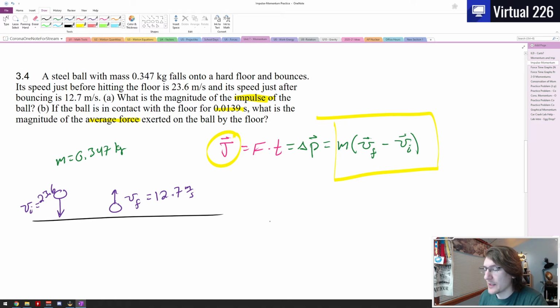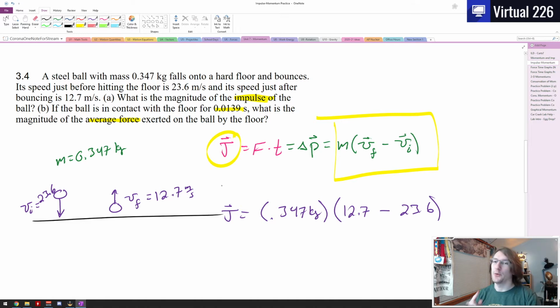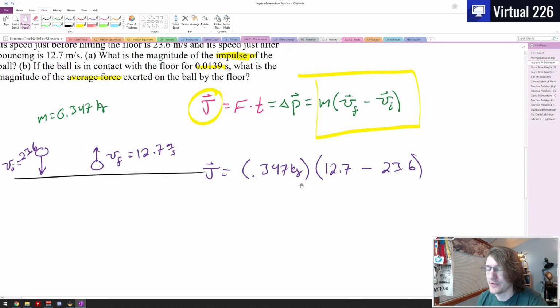So going through this here, the mass is 0.347 kilograms. The final velocity is 12.7, and the initial velocity is 23.6. And that should give us the impulse, right? Well, if you just wrote this down, you have made the classic introductory physics mistake. It's a mistake a lot of people make. Can you find it? Pause the video, see if you can find the mistake here, because something is wrong in this impulse equation.